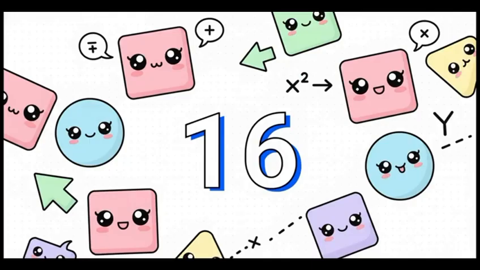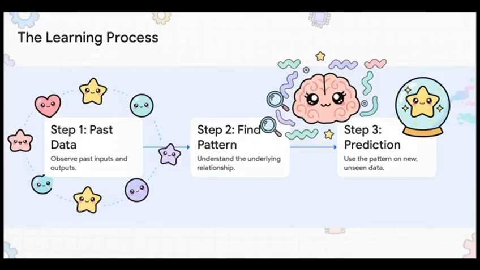You instantly spotted the pattern, right? y is just x multiplied by itself, x squared. You didn't need a rule book or anything. You learned from the examples. And what your brain just did, almost instantly, is the core of machine learning.